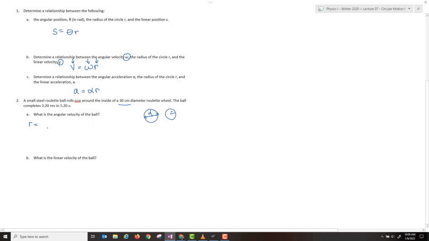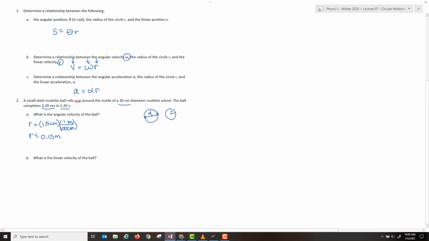So my radius would be 15 centimeters, but we should change that to meters. I'm going to change that to meters by multiplying by a fraction. Centimeters, I want to get rid of it, so I'm going to put it in the denominator, change it to meters. 1 meter is 100 centimeters. So I'm doing 15 divided by 100, and I get 0.15 meters. So that's my radius. The ball completes 3.2 revolutions in 1.2 seconds.